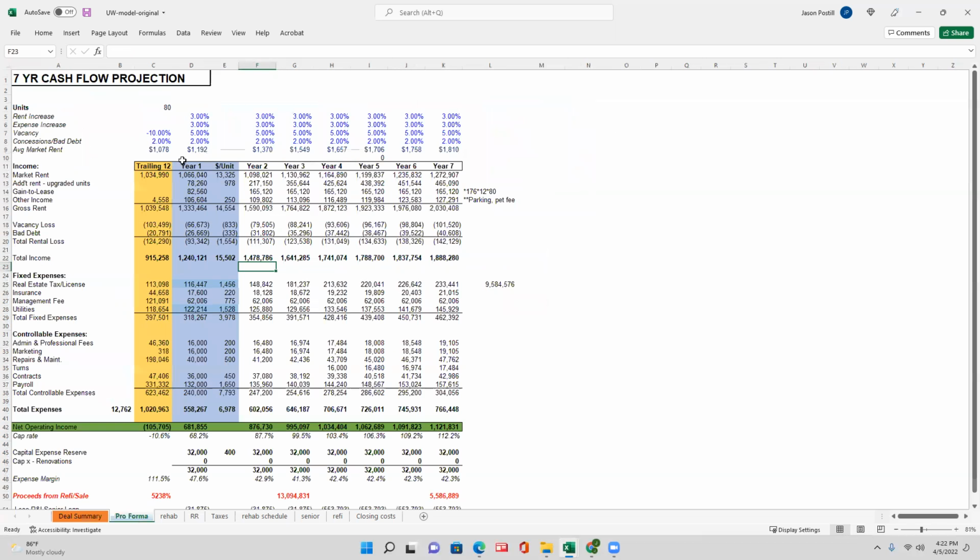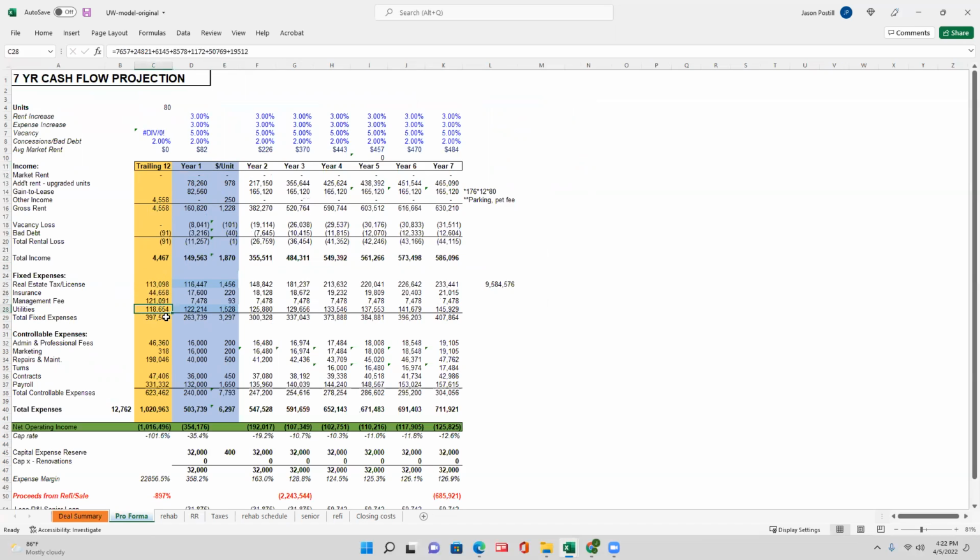All right, so let's go to pro forma. We're going to delete all of these. We'll make them 0.